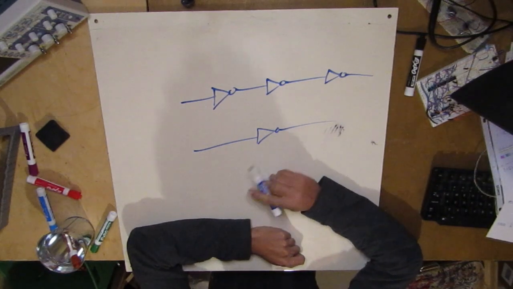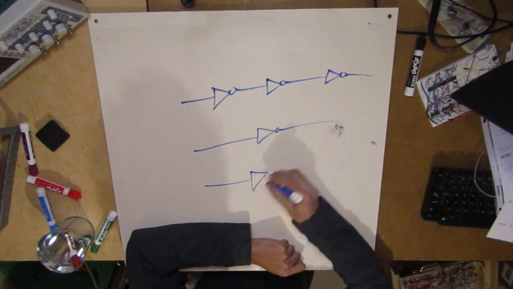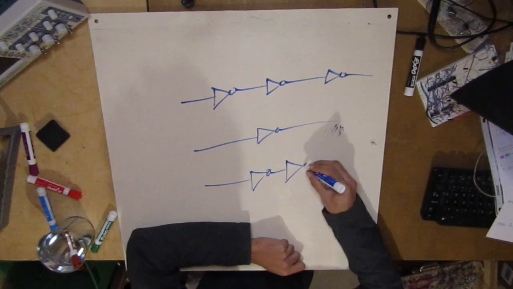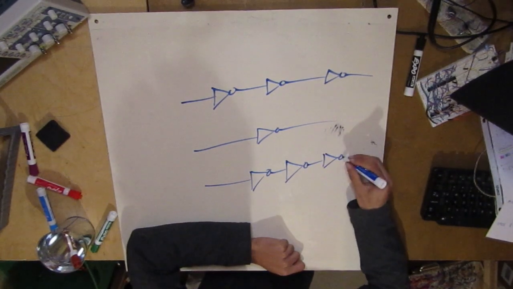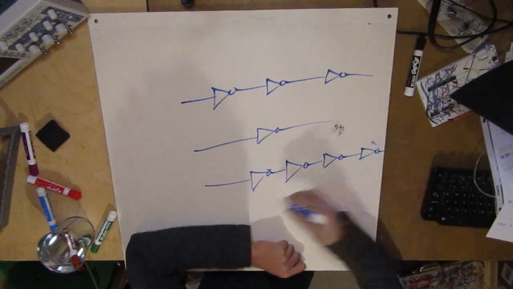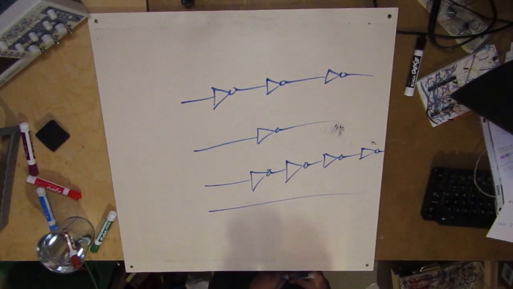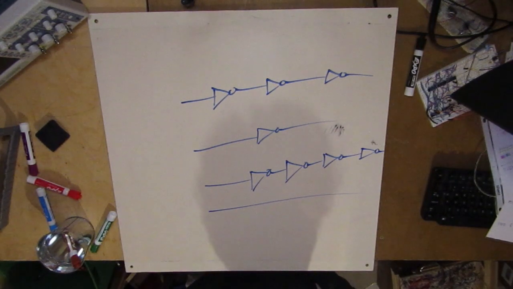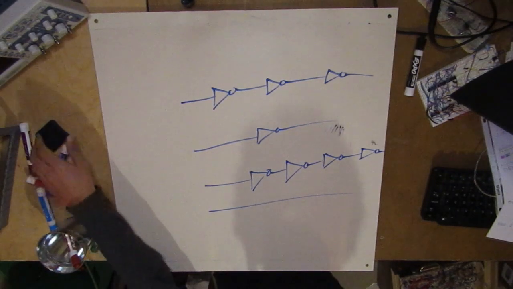Okay, an even number of inverters. So we have an even number. Let's just draw 2 because 2 is even. No, let's go for 4. So 4 is also even. This is the same thing as just having a straight line with no components in the middle. This is just Double Inversion Law.